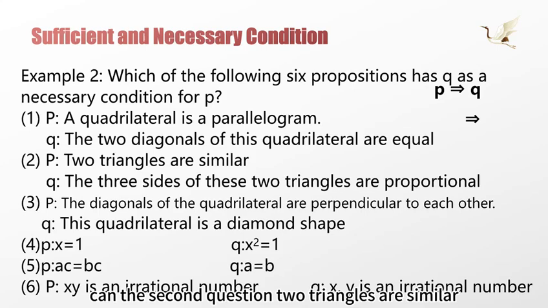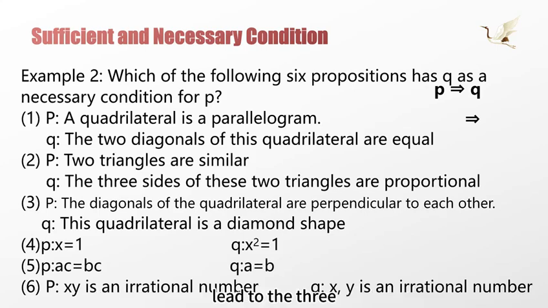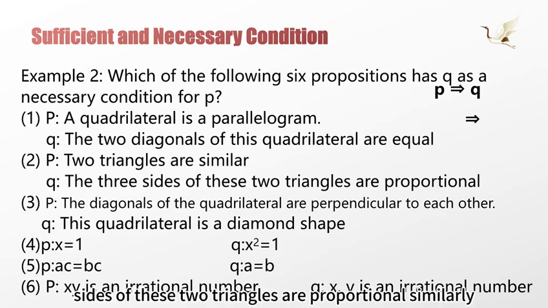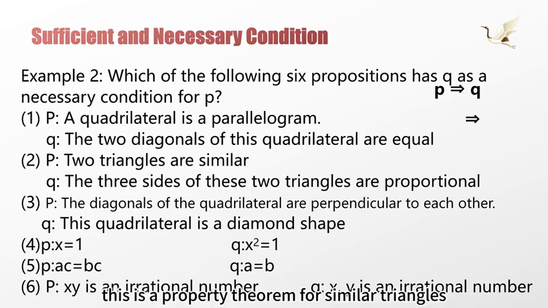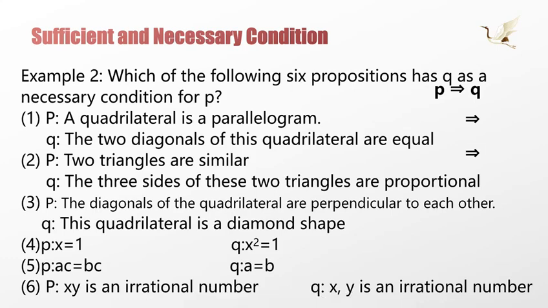Can the second one, two triangles are similar, lead to the three sides of these two triangles being proportional? Similarly, this is a property theorem for similar triangles, where P can lead to Q. We say Q is a necessary condition for P.